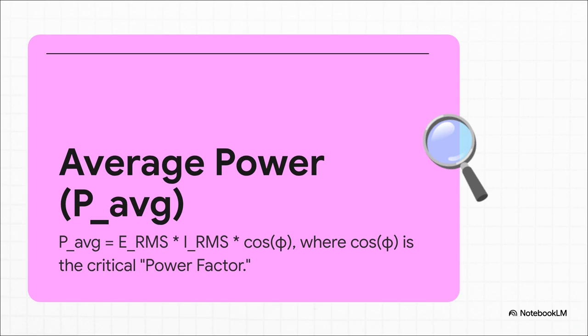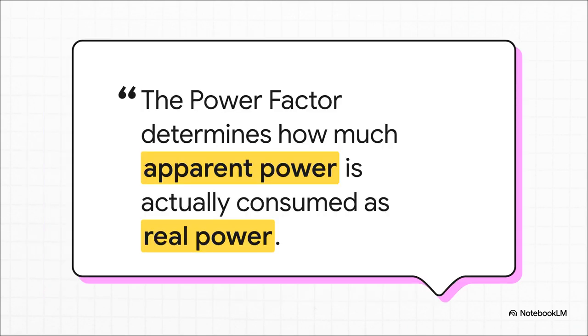And that little phi is just the phase angle, that timing difference between voltage and current we were just talking about. Think of the power factor as an efficiency score for your circuit. It tells you exactly what percentage of the energy flowing through the wires is actually getting converted into useful work, like heat or light. A perfect score of 1 means it's 100% efficient. A score of 0 means energy is moving around, but absolutely no work is getting done.